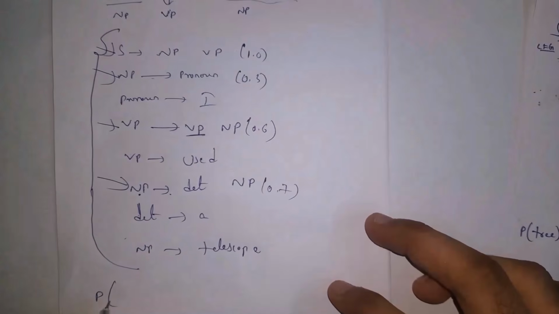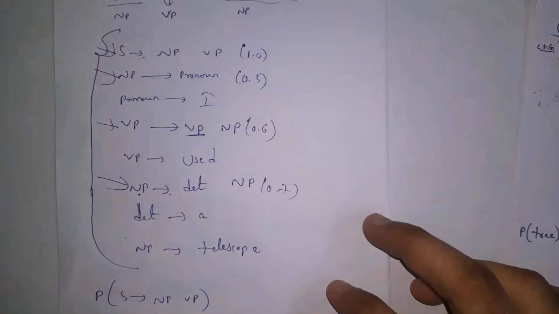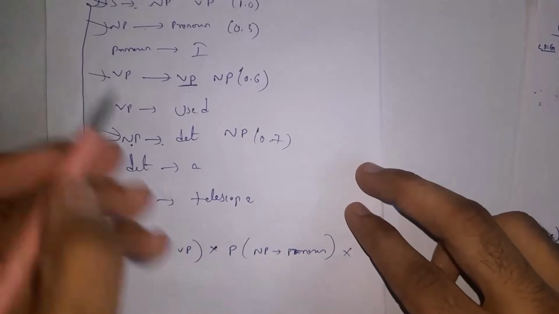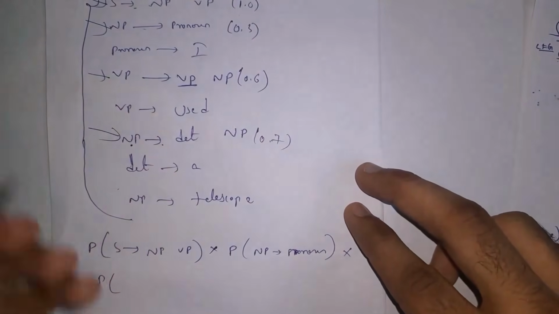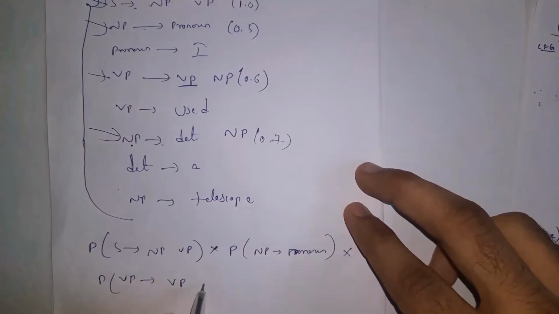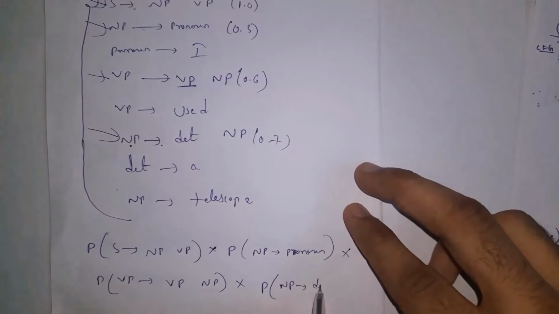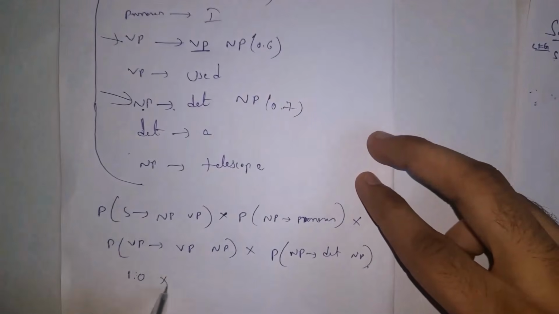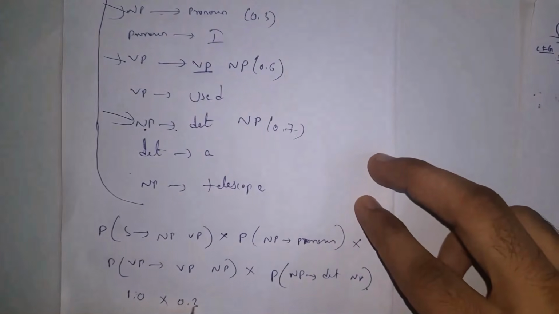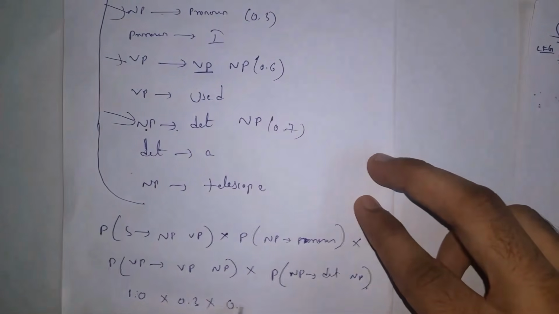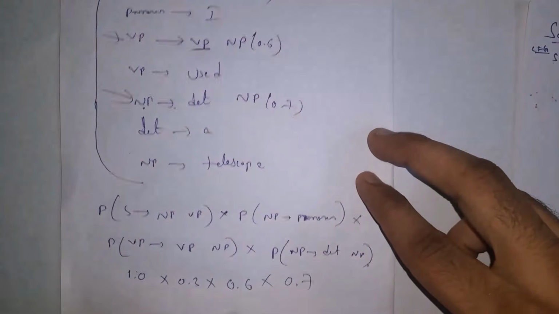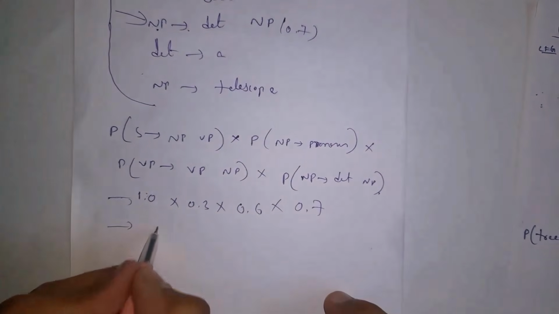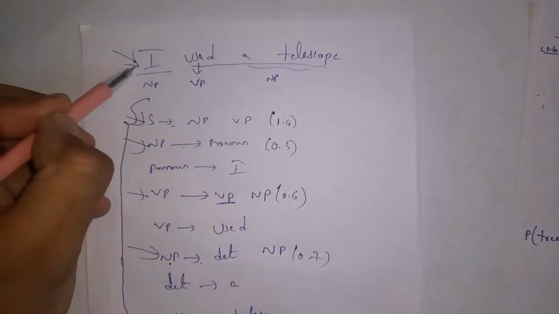So probability of sentence (noun phrase plus verb phrase), first one, into probability of noun phrase, that is pronoun, into probability of verb phrase, where verb phrase contains verb and noun phrase, into probability of noun phrase that contains determinant and noun. So that is 1.0 into 0.3 into 0.6 into 0.7. If you multiply all this, you will get result as 0.126. So for first meaning, we found probability.